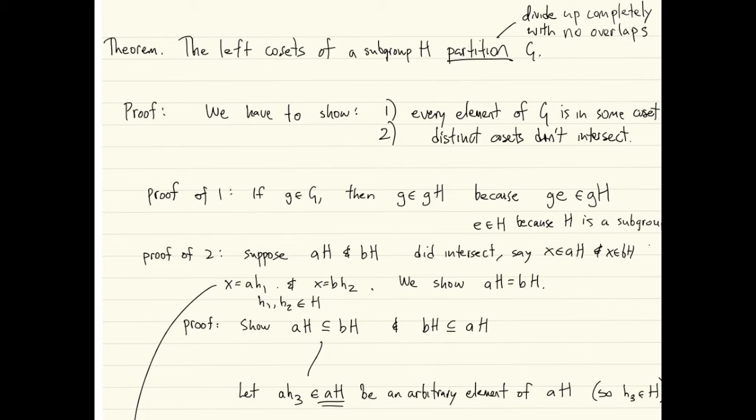And what we want to show is that aH is a subset of bH, and also that bH is a subset of aH. These two combined will then show that the set aH equals the set bH. Two sets, again, are equal if they have the same elements, and the typical way to show that is to show that each set is a subset of the other.